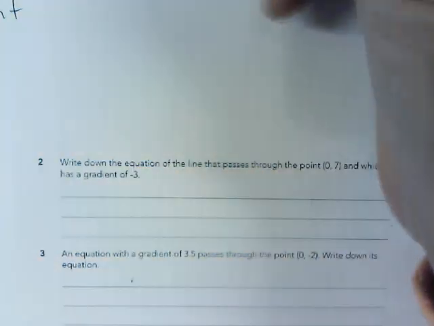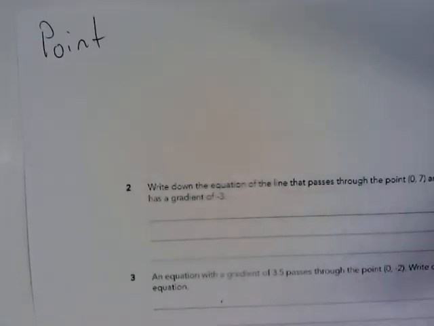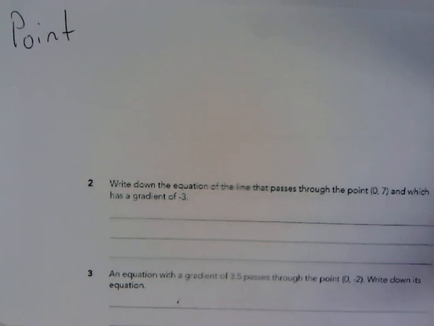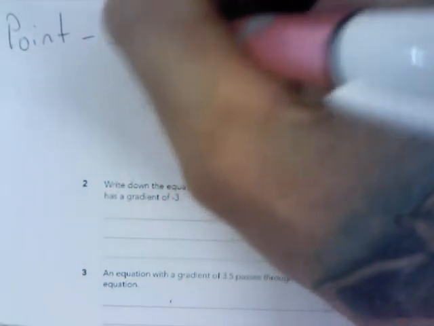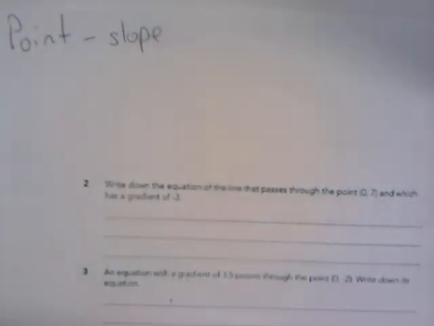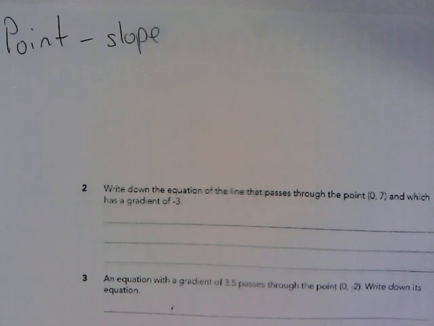If you know a point on the line and you know the gradient of that line, which is also known as the slope, if you know these two pieces of information, you're going to be able to find the equation of the line.